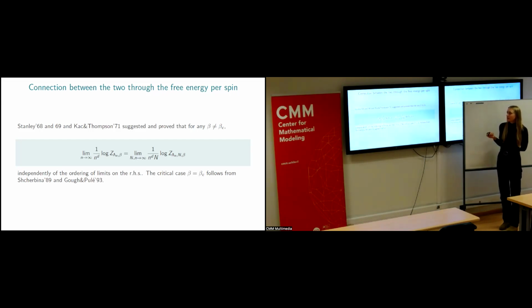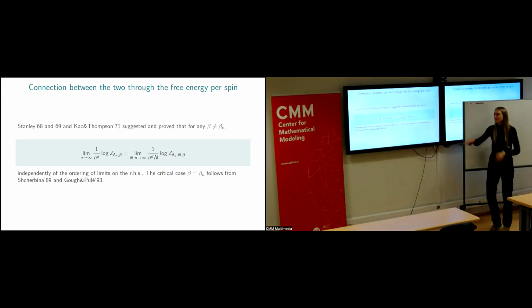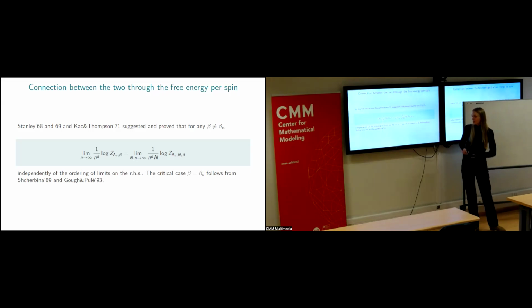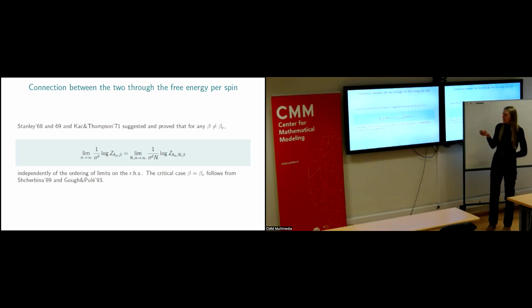Then Kac and Thompson in '71 proved for non-critical temperatures that this equality is true. And for the critical case, one could read it out of these two papers, Shcherbina '89 and Goffin Poulet '93.